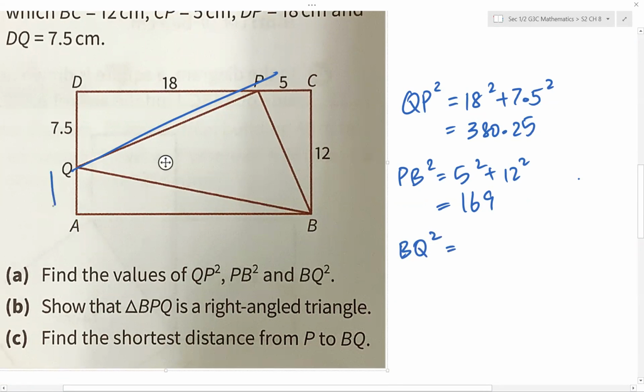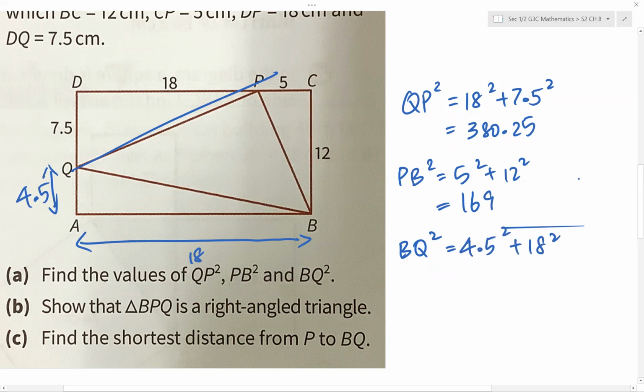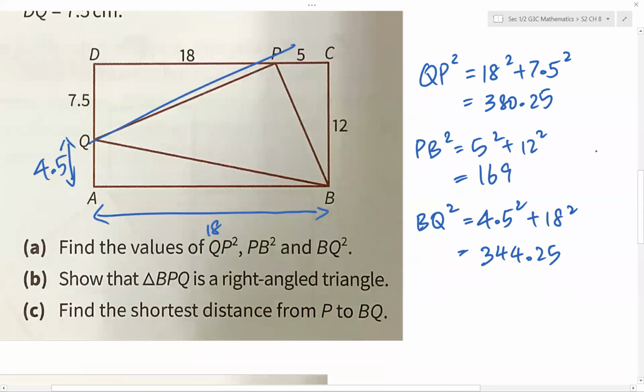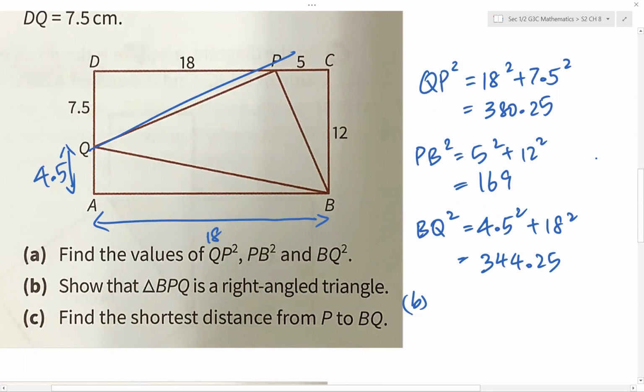BQ square, I'll need this distance and I'll need this distance. This, because it is a rectangle, will be 18. Because this is a rectangle over here, that will be a total of 12 minus 7.5, which is 4.5. So we get 4.5 square plus 18 square. Total 344.25. The question is to show in part B that there is an error.